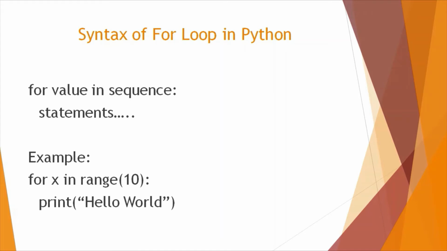So it will run this hello world 10 times. I have said range 10, which means the loop runs less than 10, from 0 to 9, but 10 times obviously.